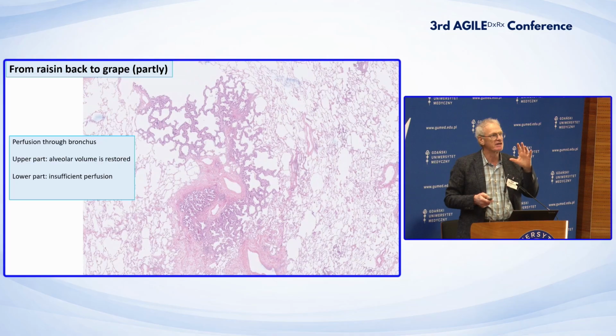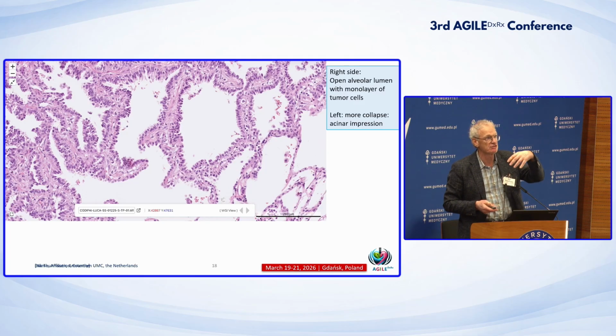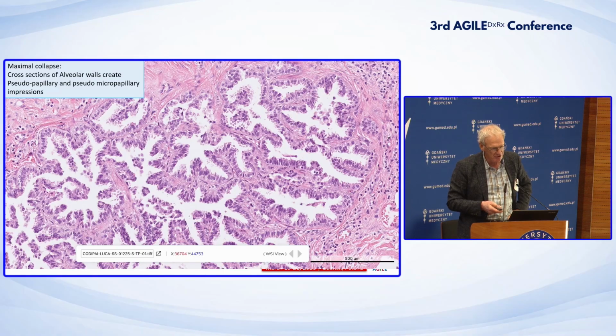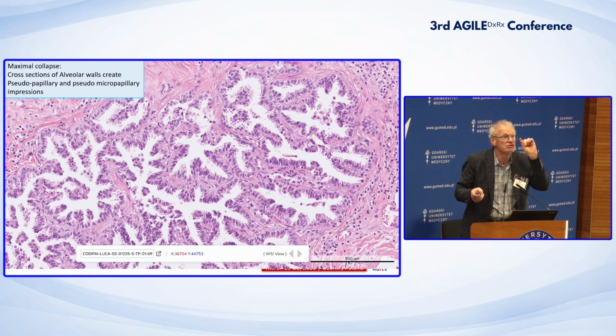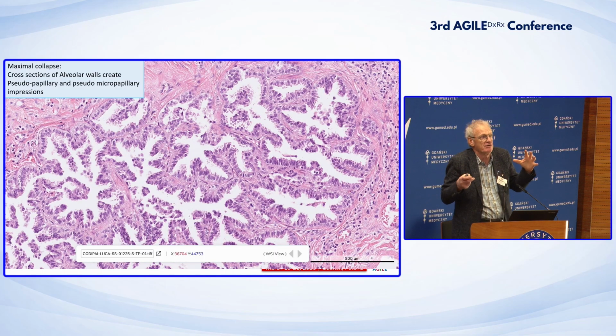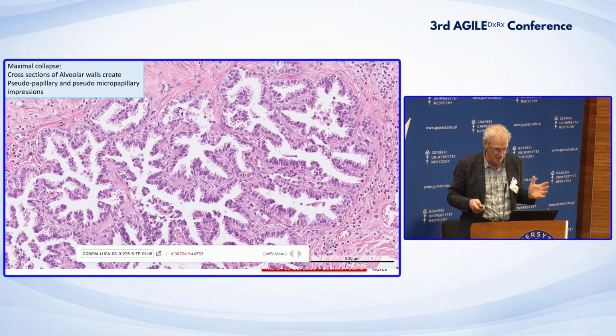However, one of their cases showed this. So there was partly refilling of the space, but partly it wasn't. If you now look into detail, you can see if there's a lot of air, it's a monolayer of tumor cells. But on the other side, it's folded up. You see kind of papillae. Still, it's only a monolayer of tumor cells. So also in the very dense impressed area, it's nothing else but AIS.